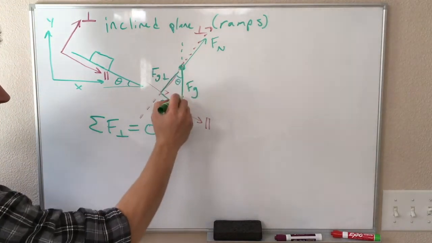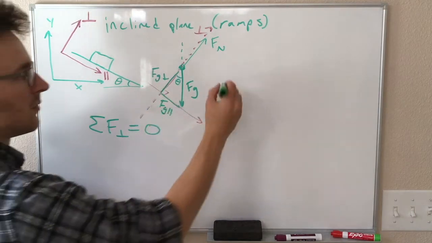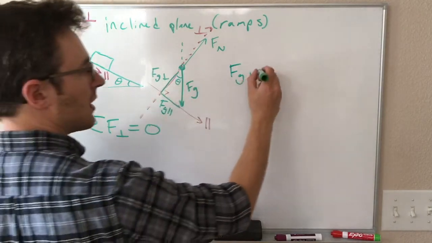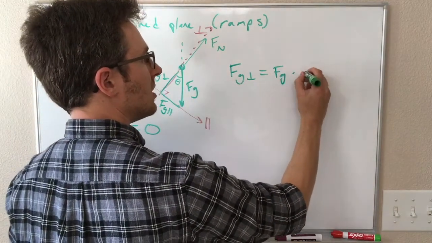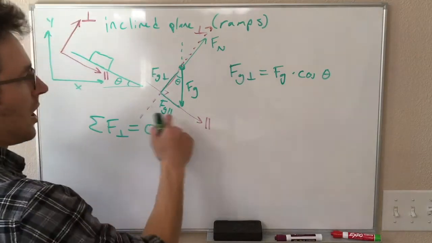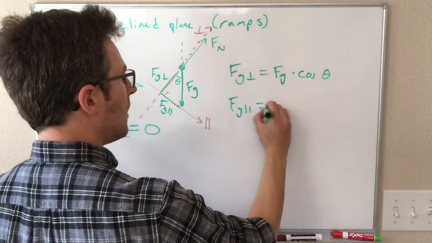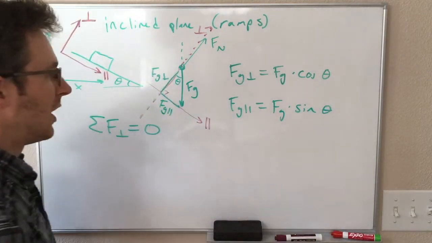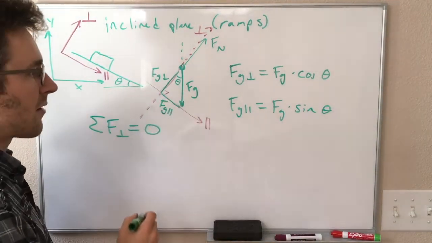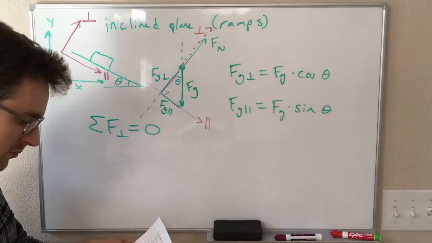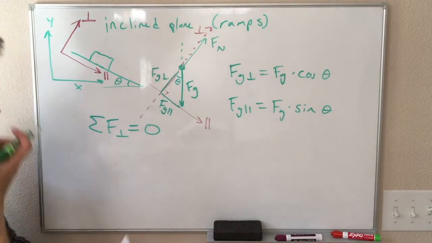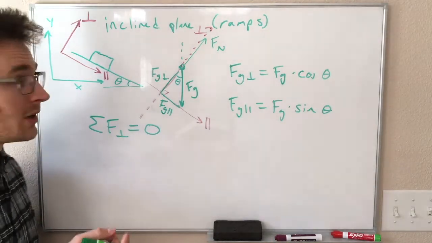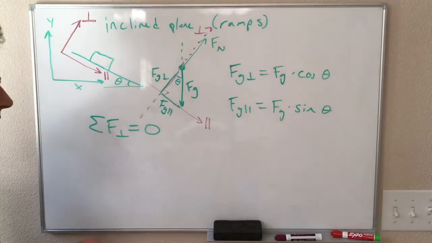So let's say I know the hypotenuse, I know theta, and I want these components. So that is pretty straightforward. FG perpendicular is adjacent to theta, so that's FG times the cosine of theta. FG parallel is opposite, so that is going to be FG times the sine of theta. And if we know theta and we know the force of gravity, that's it. We will get some numbers for FG perpendicular and FG parallel. Now, these two forces are important because they're affecting lots of other stuff in the problem.